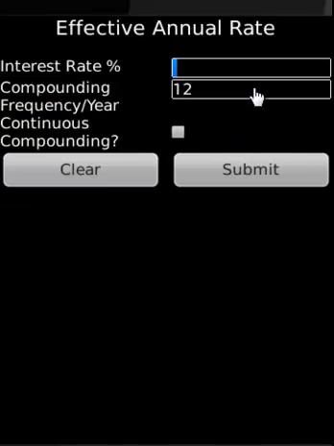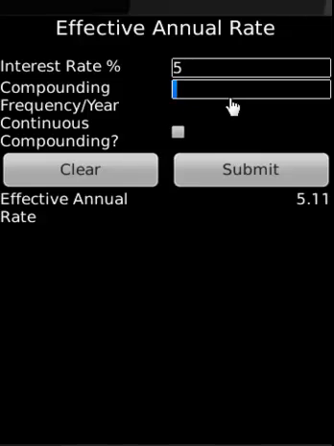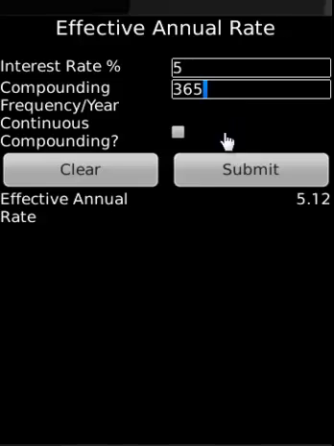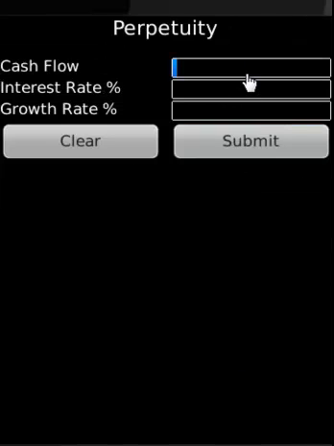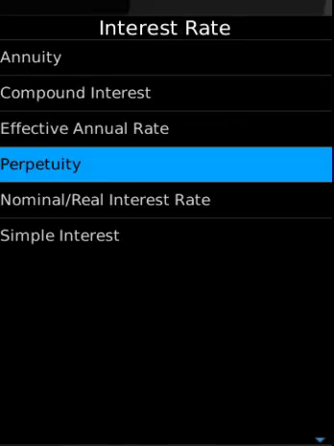Effective annual rate. Interest rate is 5%, compounding monthly, so that's the effective annual rate. If it is compounding on a weekly basis, then this is what the effective annual rate is. Compounding on a daily basis, that's the rate. If it is continuous compounding, that's what it becomes. Perpetuity. Cash flow is 700 and the interest rate is 5%, and that's the perpetuity. If there's a growing perpetuity, that's what the rate is.